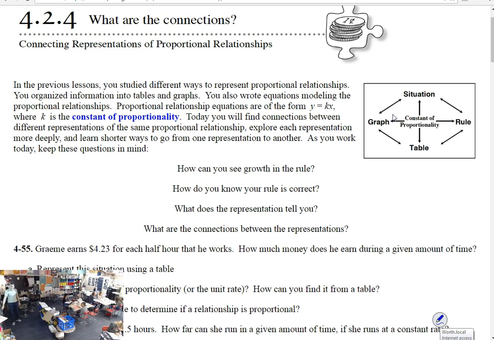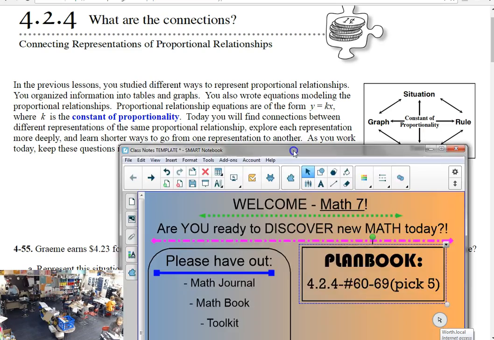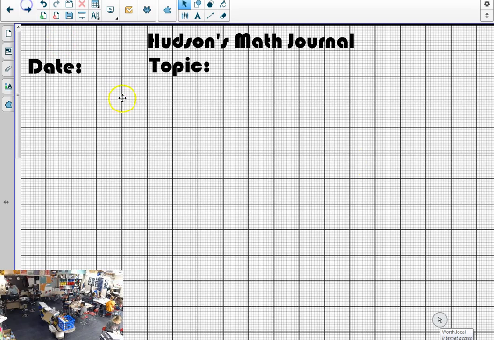So go ahead for today, label some notes. I gotta drag that down onto the screen. Label some notes with today's 4.2.4. I would probably label them proportional relationships. We're gonna just write a couple things down before we dive in and have you guys start working.